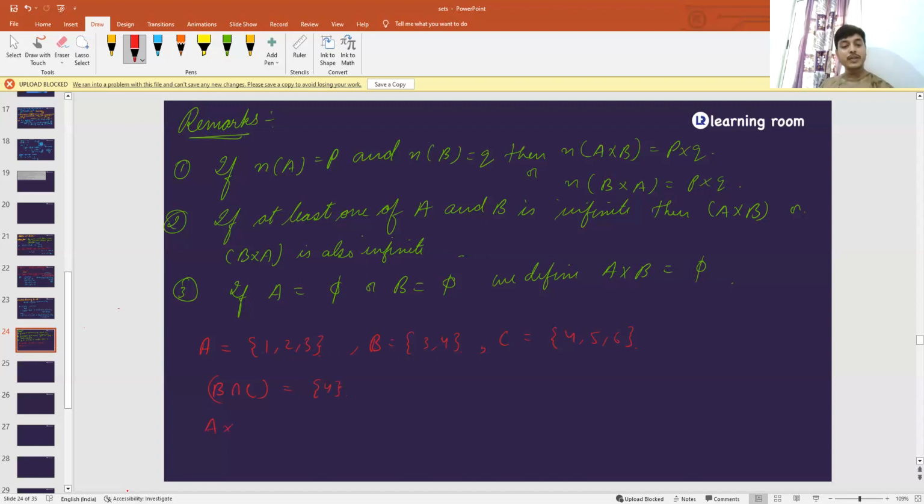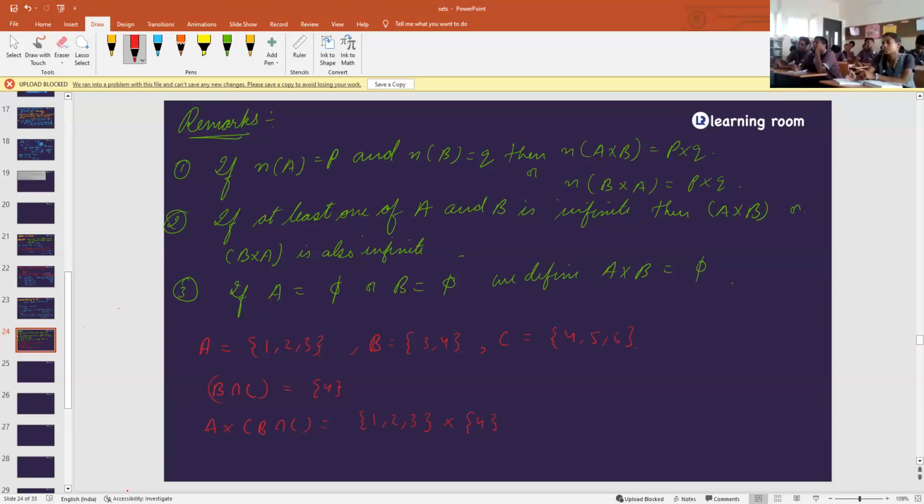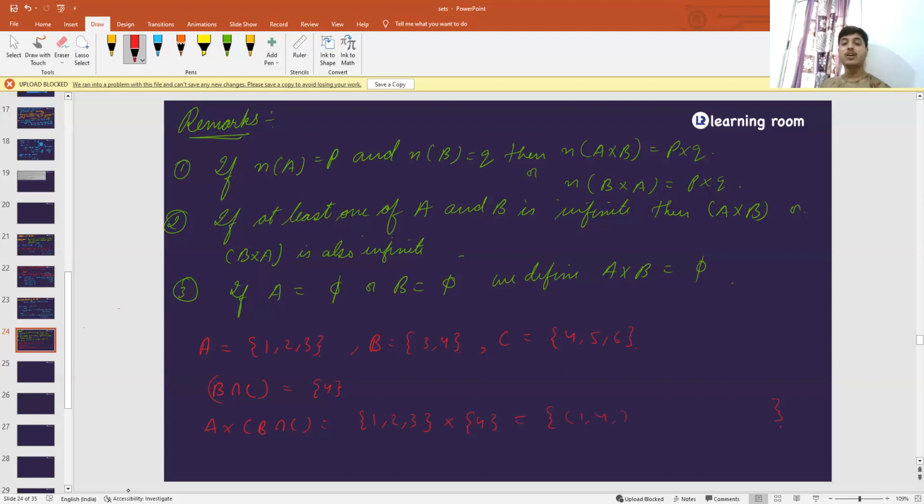And what is A cross B intersection C? So that will be 1, 2, 3 multiplied by 4. Agree or not? Yes. Right. So find me the value of the set that you'll be getting after multiplication. Very good: 1, 4; 2, 4; and 3, 4. Always try to remember this. We'll get back to this. I'm just putting it in a box. A cross B intersection C is this value.